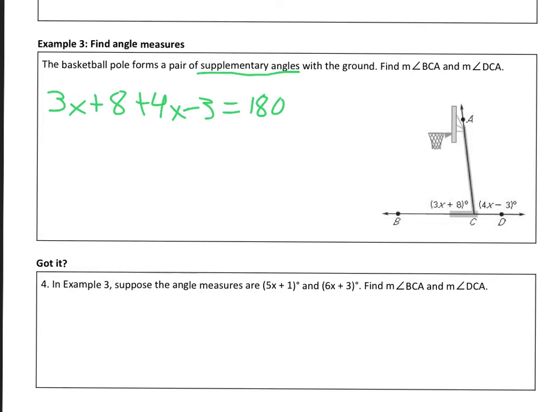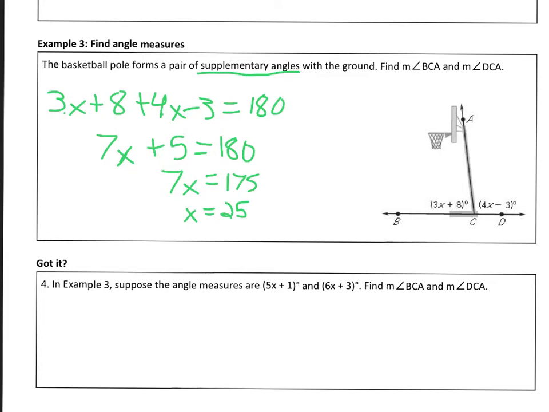So then I move on to combining some like terms. 3x and 4x are like terms. 7x. 8 and negative 3 are like terms. That is 5. And then I just go about solving this. Subtract 5 from both sides. This is 175. Divide both sides by 7. That's going to end up being 25. X is 25.